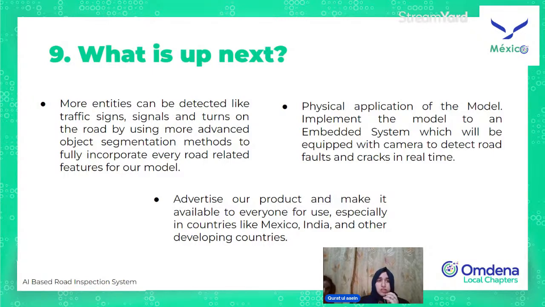The second way is real time fault detection. To address road maintenance and safety, we propose implementing our model in an embedded system. Equipped with a camera, this system can perform real time fault detection, identifying road faults and cracks as they occur. By leveraging computer vision algorithms and efficient image processing techniques, our embedded system will promptly identify these issues, enabling timely interventions and maintenance action.